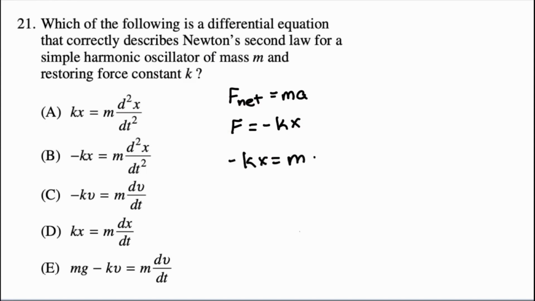Negative kx is equal to ma, but the question asks for a differential. So you can see that in the answer choices, there is no a. So we're going to have to change this value of a into a different form. So when changing acceleration into a differential, my mind first goes to m dv dt. So let's look at the answer choices for dv dt. C looks promising because its right-hand side is good, but it has negative kv, whereas we have negative kx here. That v kind of came out of nowhere, so we're just going to x that out. And same thing with e, we have the negative kv, but we also have an mg, so that's nowhere in our equation, so we can also get rid of that.